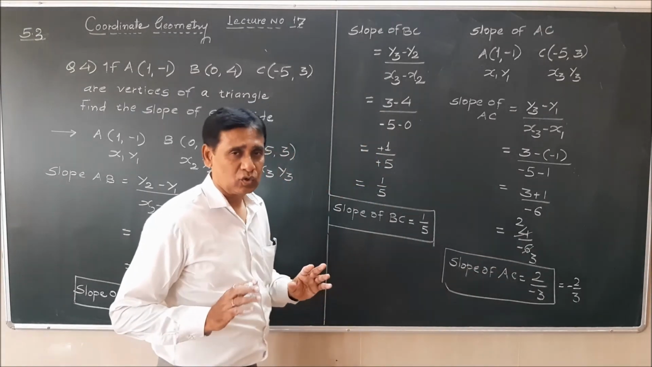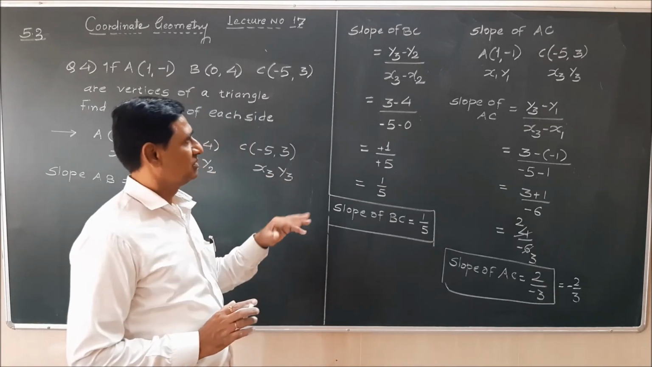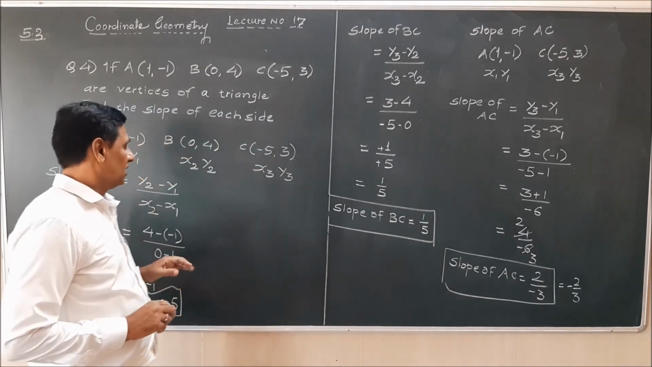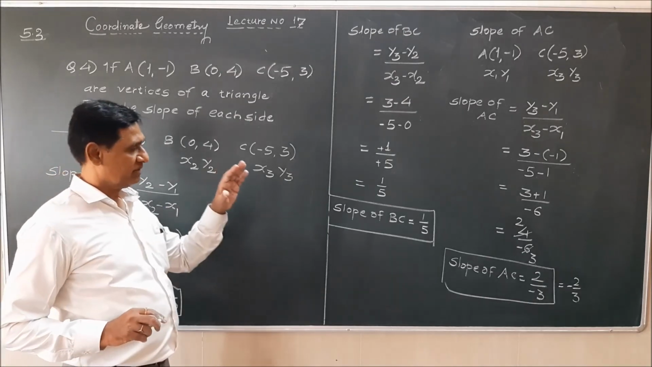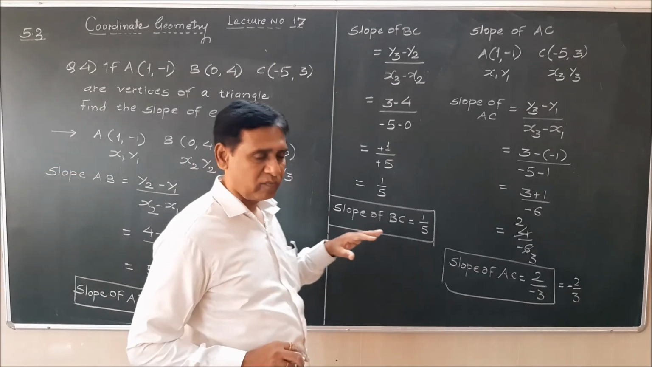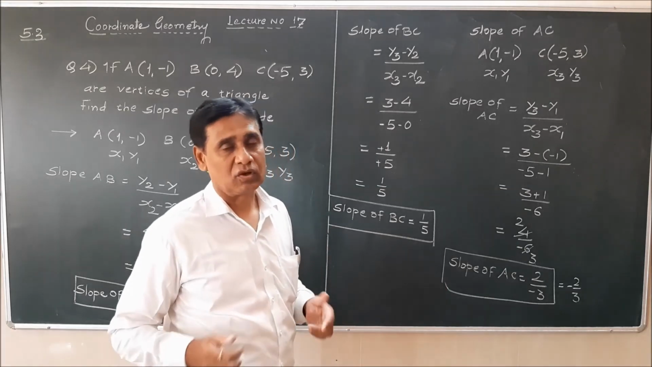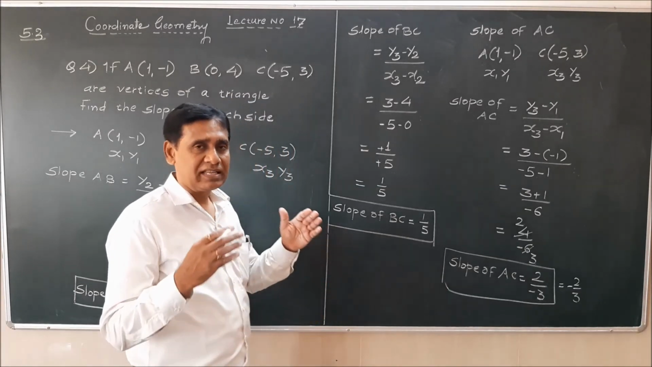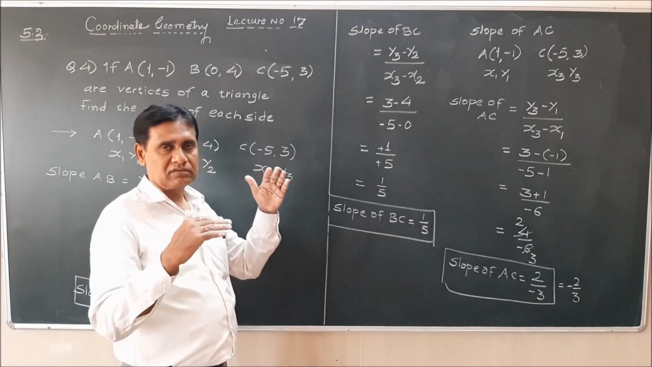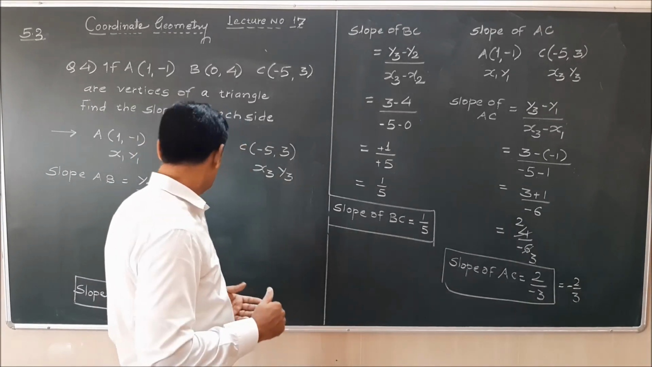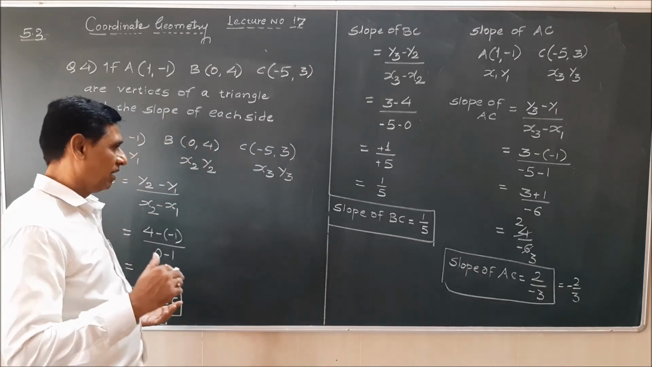What thing you notice in this question? Very important thing: slope of AB, slope of BC and slope of AC, their slopes are different. So always remember, because lines are intersecting each other, the slopes are different here.